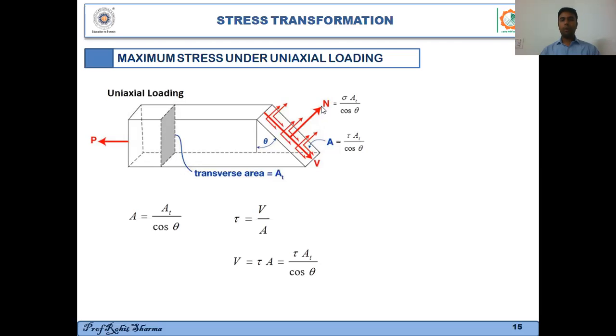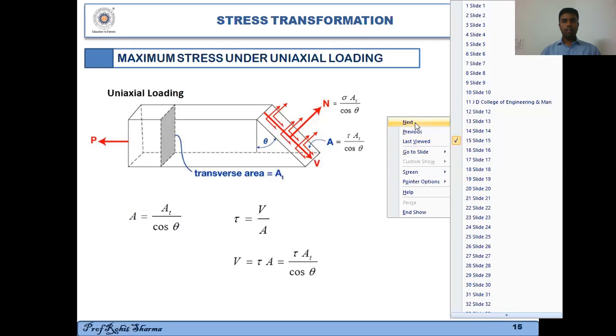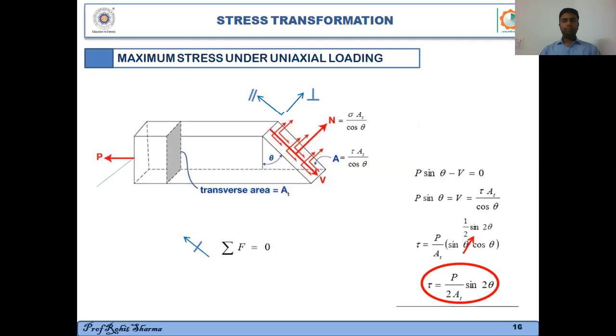Now I know that this normal force is not independent of this angle theta, right? So if this angle changes, the internal normal force and the internal shear force will change. There will be some angle theta for which this normal force will be maximum and the shear force will be maximum. And our objective is to find out for which angle this happens. In order to do that, I can consider two directions.